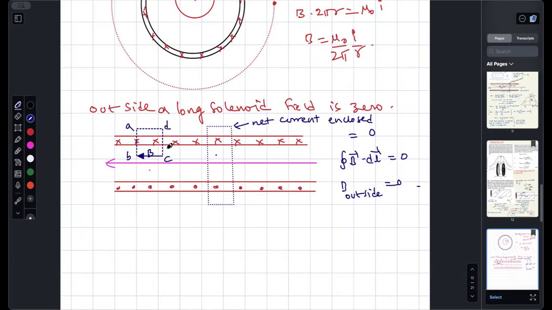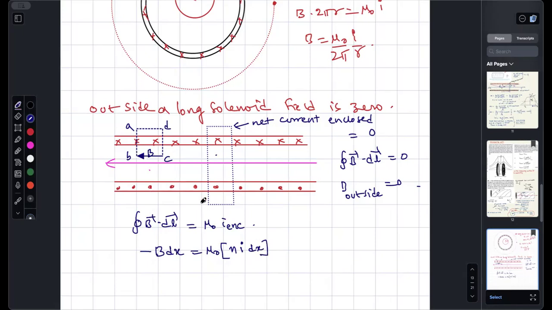Along DC, the dot product is 0. Along AD, there is no magnetic field. So if we apply the integral of B bar dot dL bar, you will get mu naught times I enclosed. B bar dot dL bar is minus B, because the field is in this direction and you are going in the anti-clockwise sense. Minus B dx. What is the current enclosed? N stands for number of turns per unit length, into I into dx.